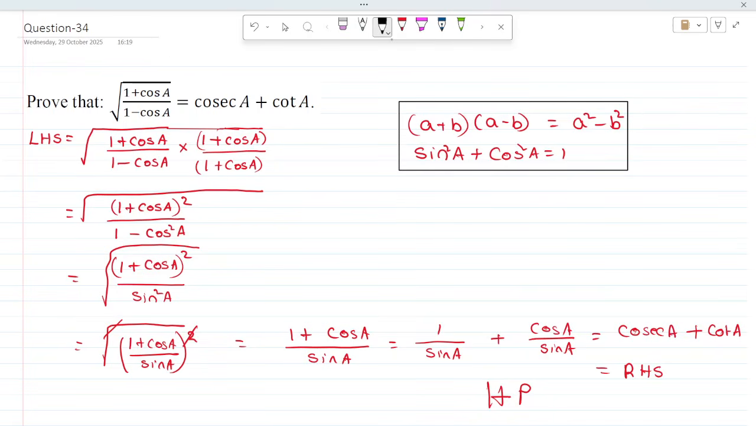Yes. What is your doubt? Which step? Hmm. Because this has a square and sin has a square, together write the square. Everyone okay? Quite. Next question.